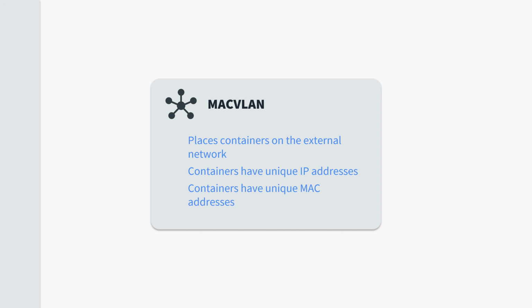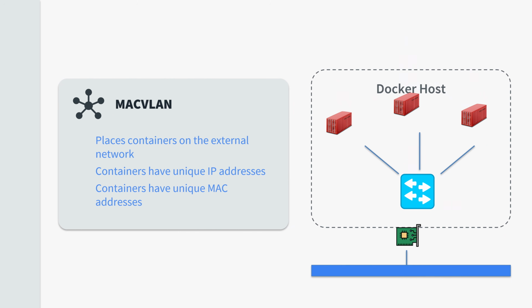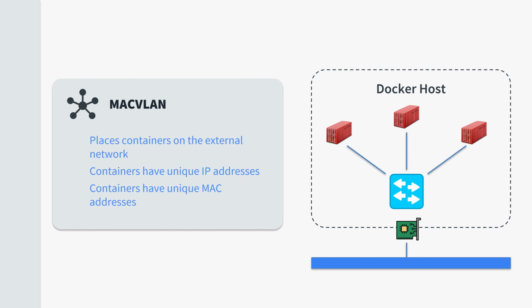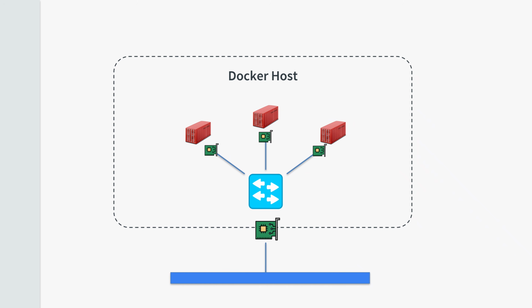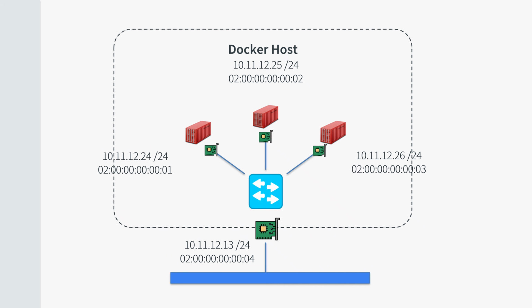One of the more advanced network types is the MACVLAN network. The purpose of this type is to place containers directly on the external network. From an external perspective, containers will appear to be regular devices on the network. Behind the scenes, Docker creates virtual network interfaces on the host to represent the containers. Each container gets a unique MAC address.